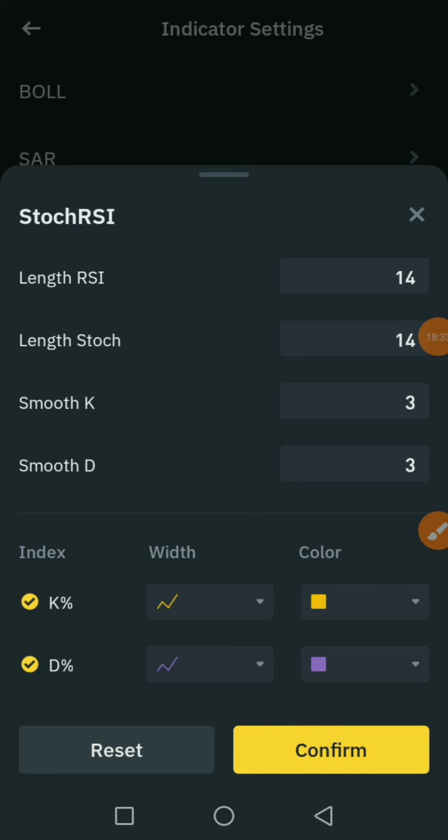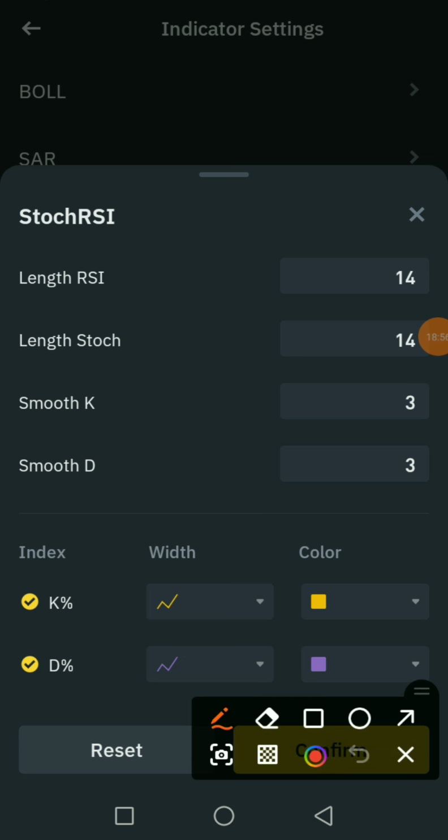The length RSI is used to determine the number of candlesticks that the RSI will use to calculate the average value. So this length RSI just means that the normal RSI is going to calculate 14 candlesticks. Look at the 14 I'm talking about here. If your length RSI is at 14, it means that the normal RSI will calculate 14 candlesticks. When the length stock is at 14, it means that the stock RSI will calculate the 14 candlesticks that were calculated by the RSI. So if the length stock is at 7, it means that out of the 14 candlesticks that the normal RSI calculates, it will take the last 7 and use them for the calculation.